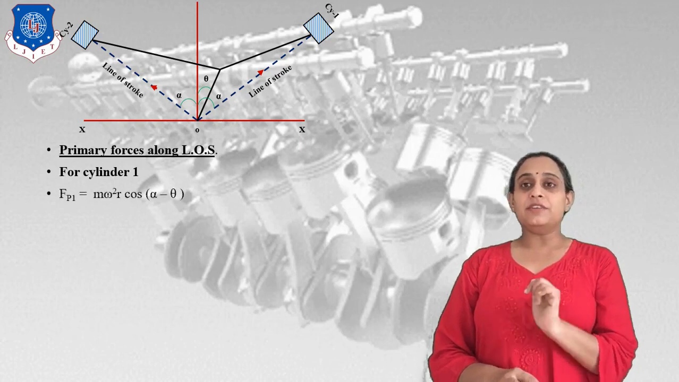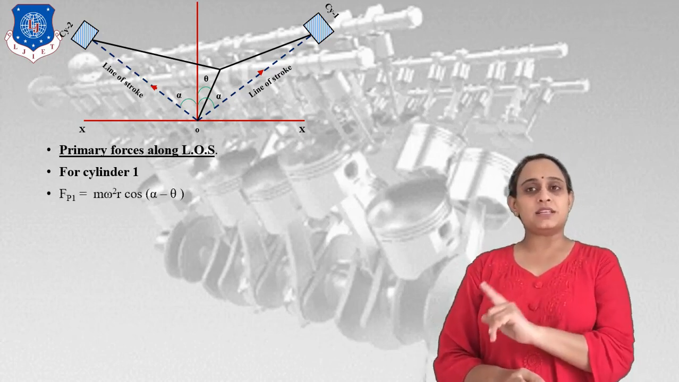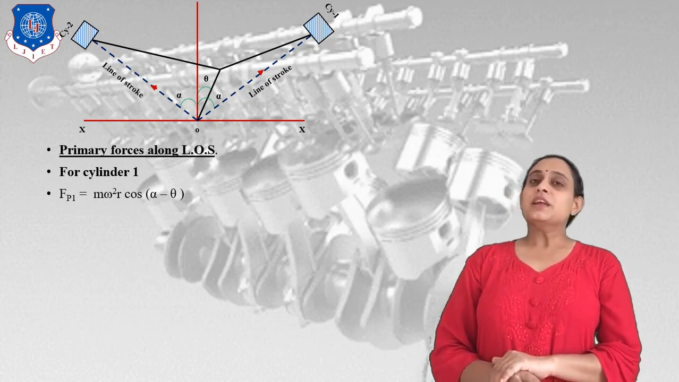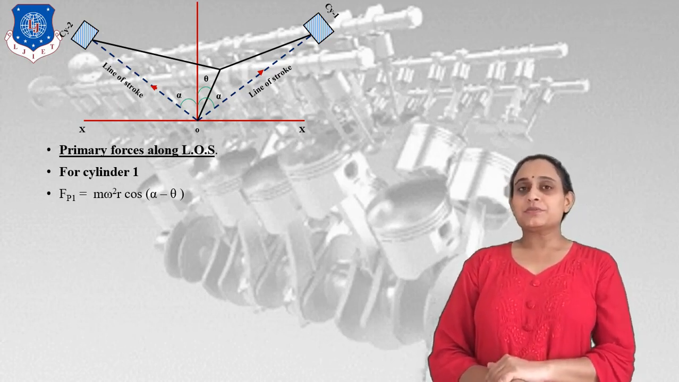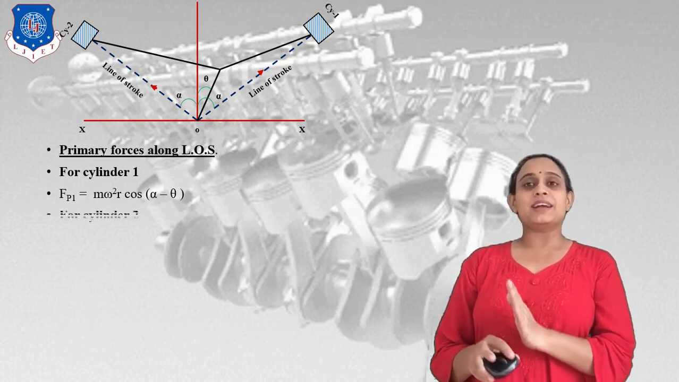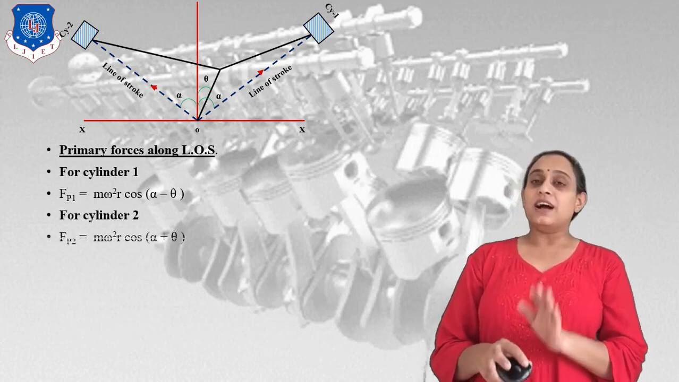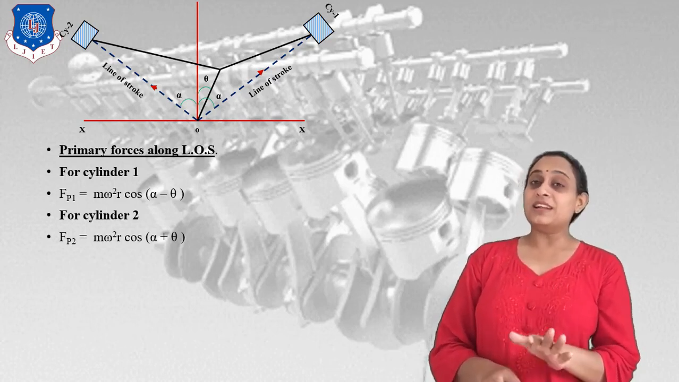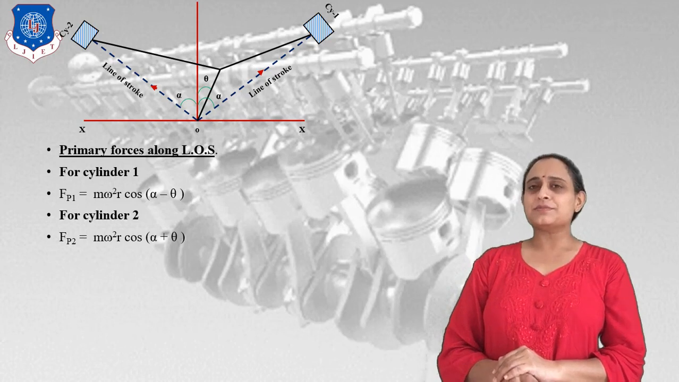Instead of theta, we have to write alpha minus theta. It means cos alpha minus theta. Clear? Now, for cylinder 2, if we write Fp2, the equation is m omega square r cos alpha plus theta. I think this is clear for you. Now, let us start our secondary forces.